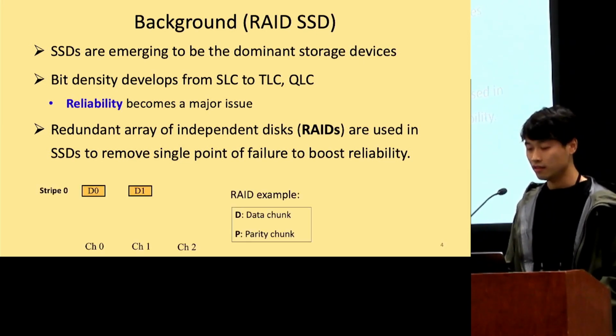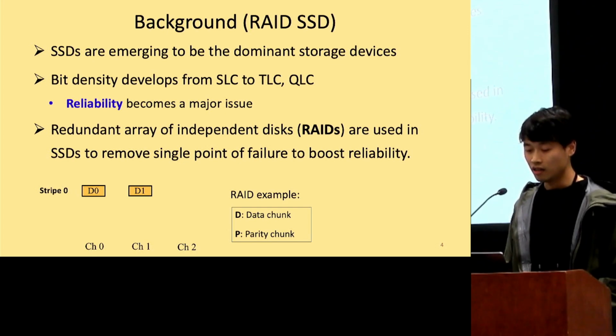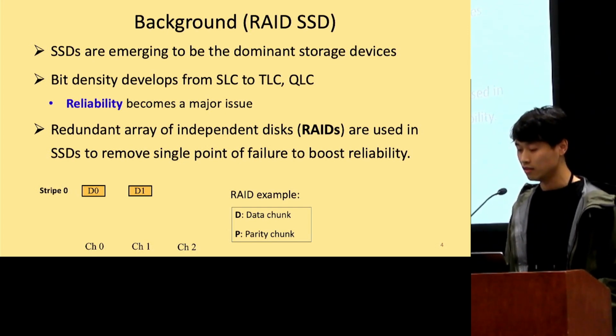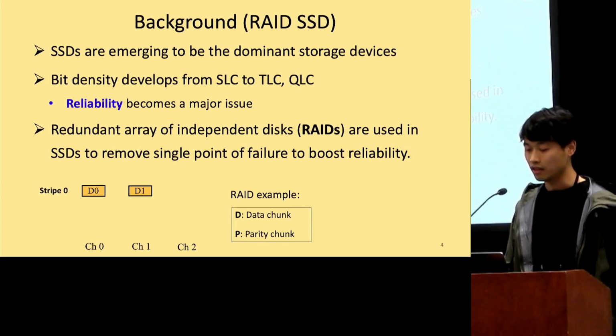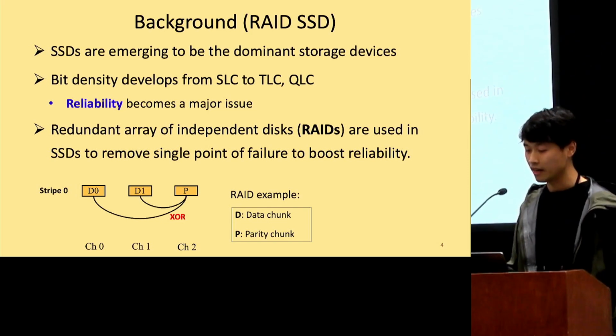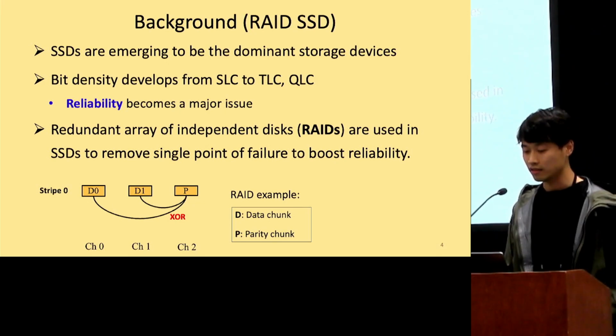Let us have an example. The data chunks on different SSD channels can form a data strap. This example only has 2 data chunks for simple presentation. In order to avoid losing the data on either of the channels, RAID 5 generates the parity chunk by XORing the data chunks in the same strap. Consequently, if either channel is unavailable, the remaining chunks can be used to restore the lost data.